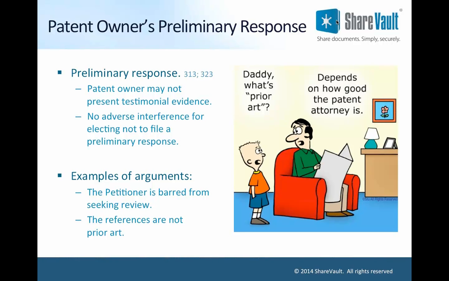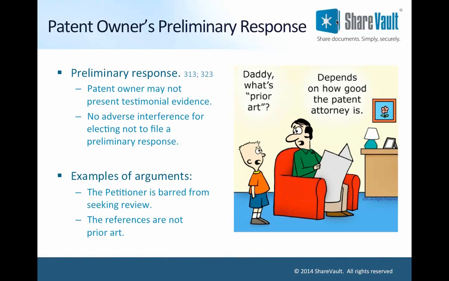is basically a legal response, and no testimony is presented. You don't present any evidence by a declarant or an expert that something is invalid or shouldn't be brought. And in fact, just because the patent owner decides not to file a preliminary response does not mean that any adverse inference is drawn from that. So he can pass, and the decision will be based solely on the petition rather than anything that the patent owner files in the preliminary response.